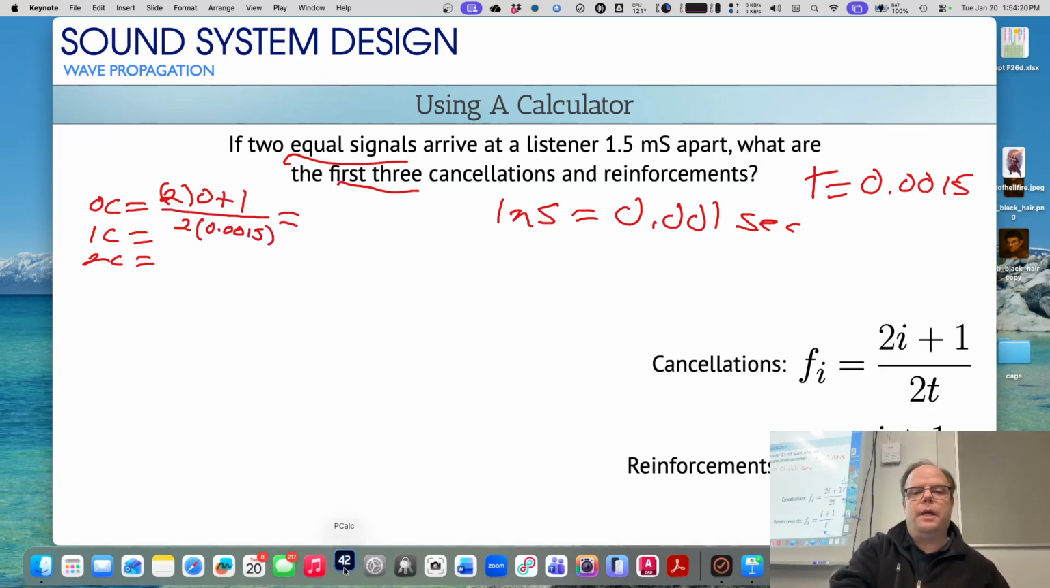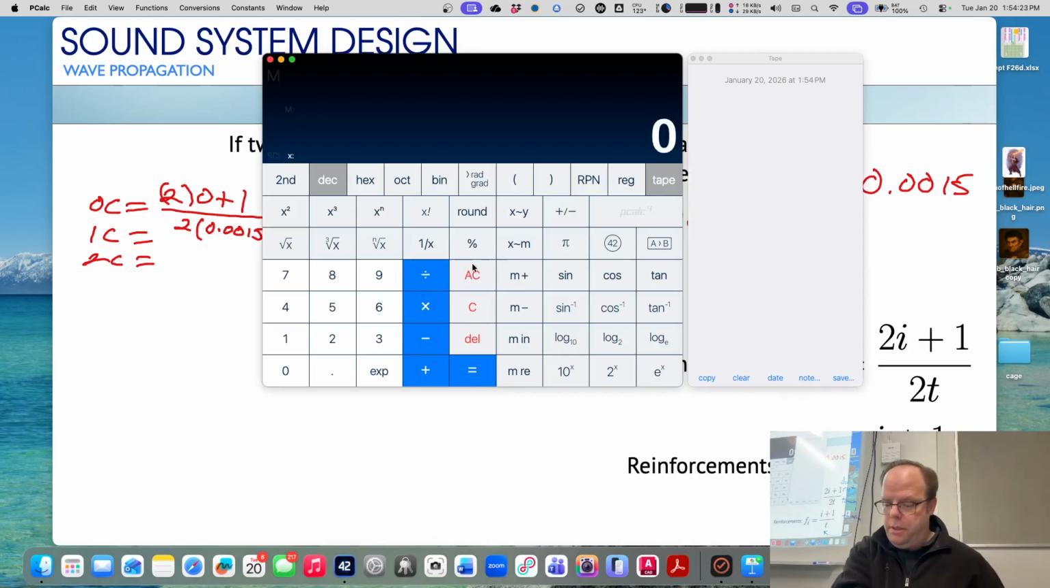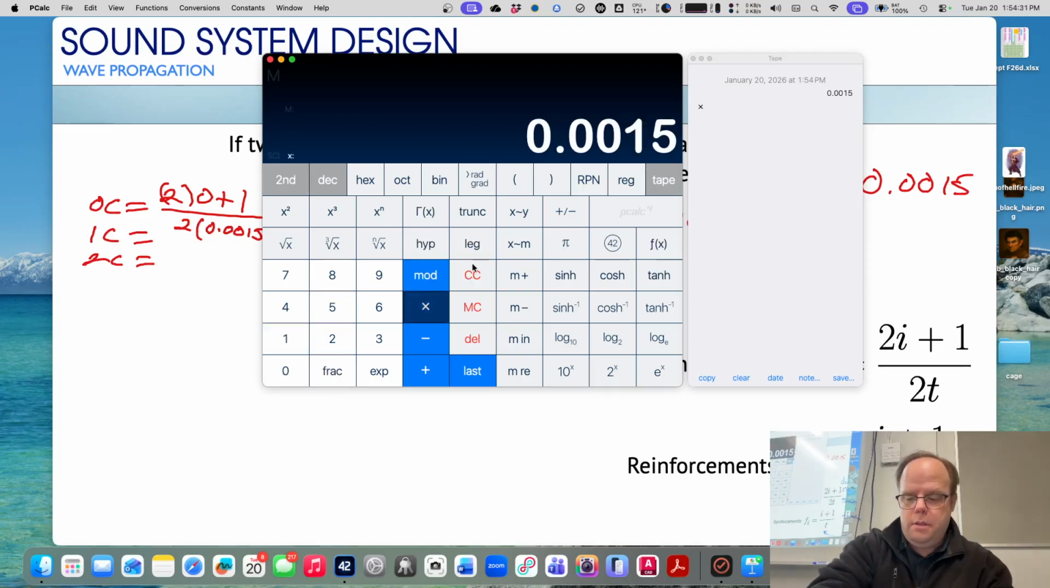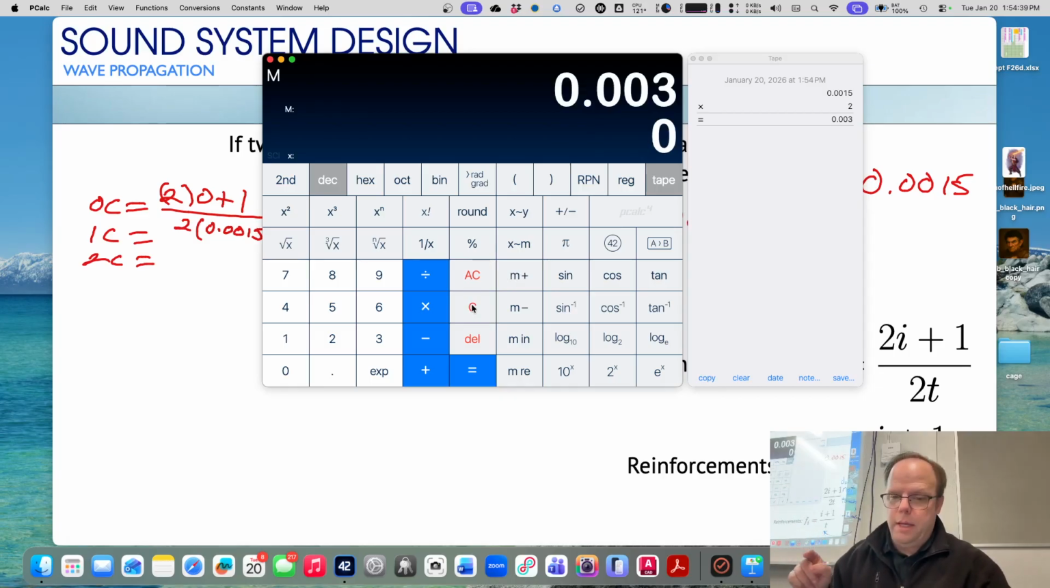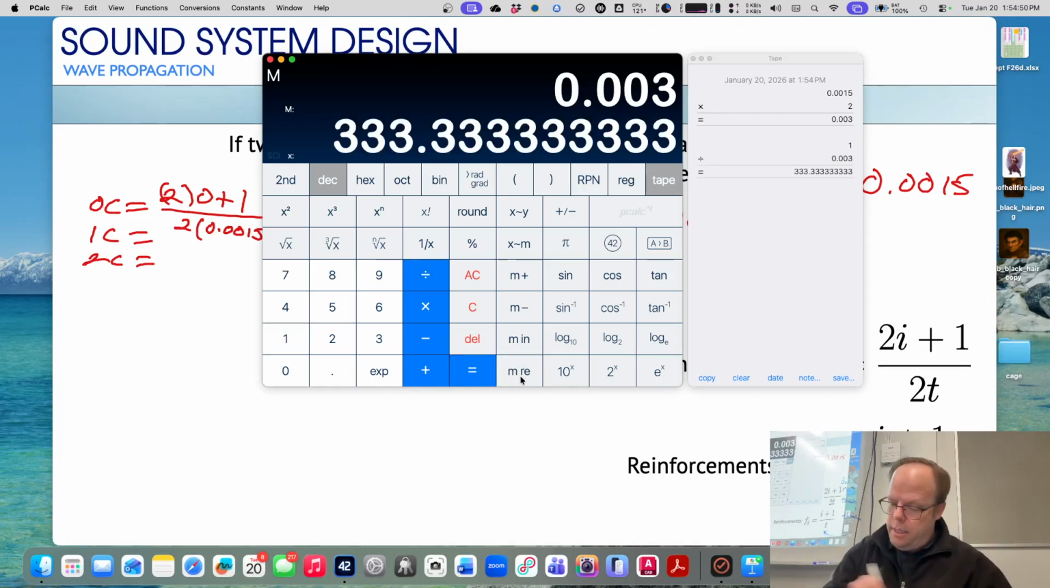All right, how does that work out? Well, here's how I would run that in pCalc. I'll start doing the bottom part first. 0.0015 times 2, I get 0.003. I'm going to just put that into the calculator's memory. So remember that number, I'm going to need that. And then I'm going to do 2 times 0 plus 1. Well, 2 times 0 is 0, right? So it's just going to be 1 divided by 0.003, and I get 33 hertz. That's the first frequency that gets canceled out.